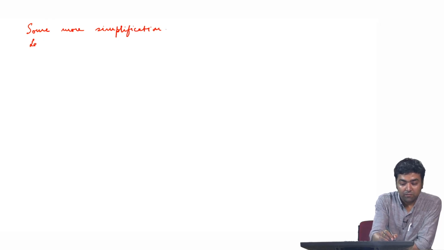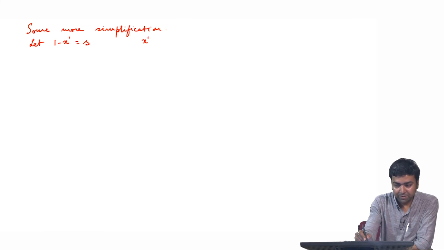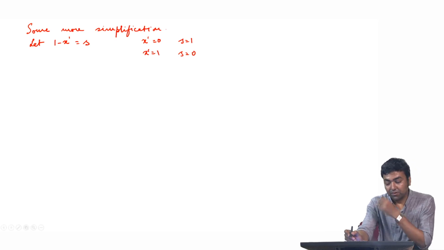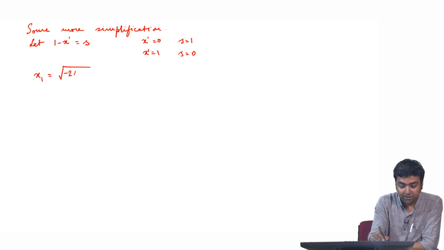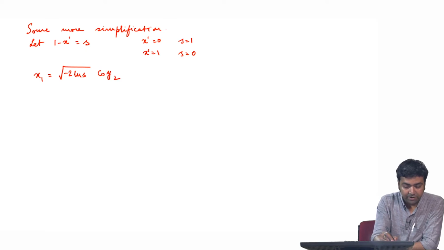To do that, let us do some more change of variables. So, we assume 1 minus x prime is equal to s. When x prime is equal to 0, I have s equal to 1, and when x prime equals 1, I have s equal to 0. So, now if I rewrite, my x1 will be equal to the square root of minus 2 log s, times cos y2, and then x2 will be equal to the square root of minus 2 log s, times sin y2.